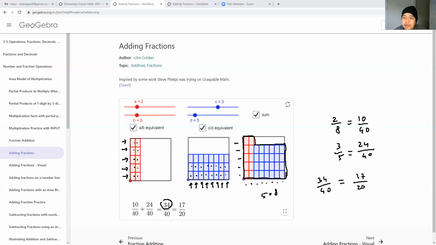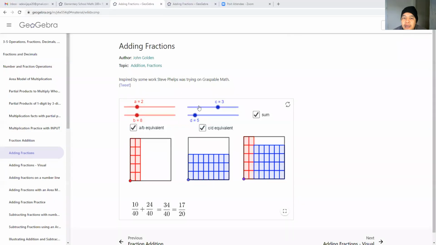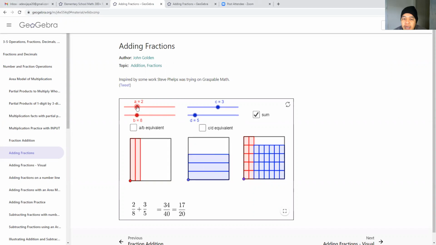I think this one is very nice if you want to show your children how to do the addition. With the subtraction we need to find another simulation, but this one is for addition. You can play around with the fractions here. For example, you can change the numerator or the denominator for the first fraction and also for the second one.